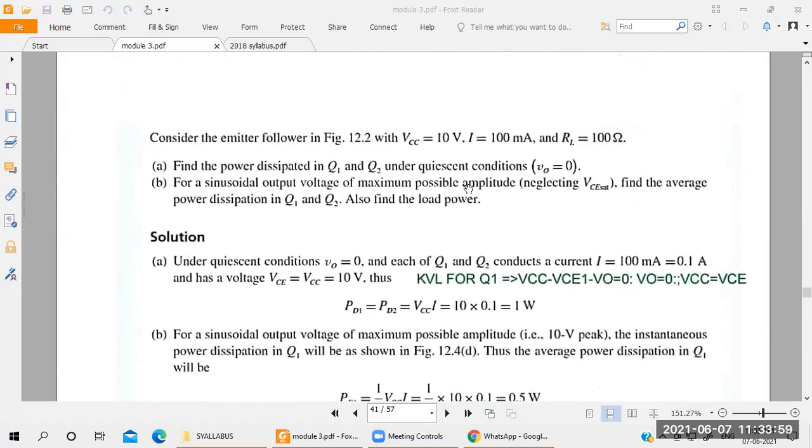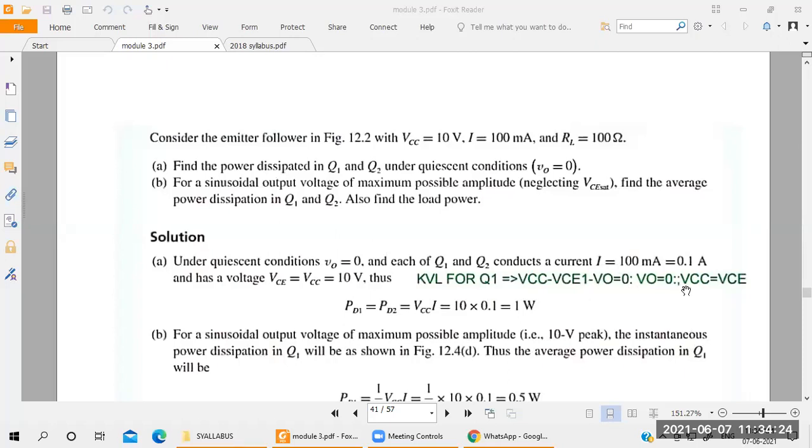See here, for the first question, V0 is neglected, the output voltage is neglected. If you neglect the output voltage here, you take the KVL equation for the Q1 transistor. What is the Q1 transistor KVL equation? Plus VCC minus VC1 minus V0 should be equal to 0. Here V0 is 0.